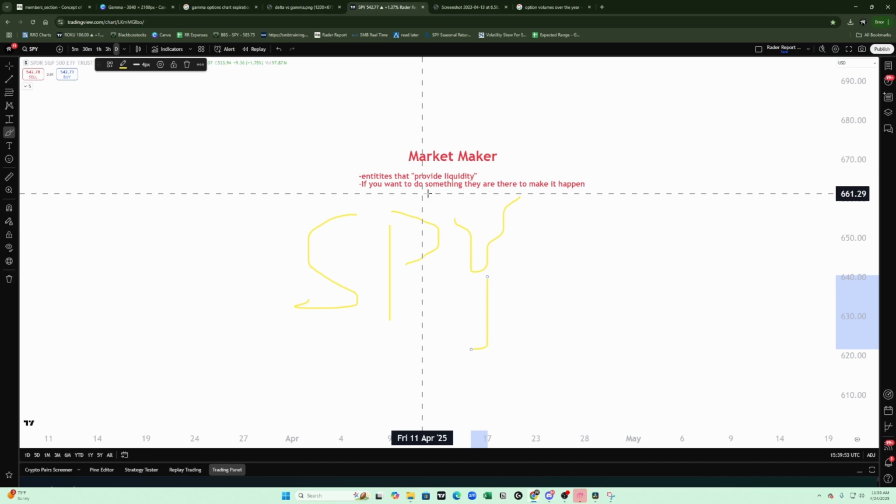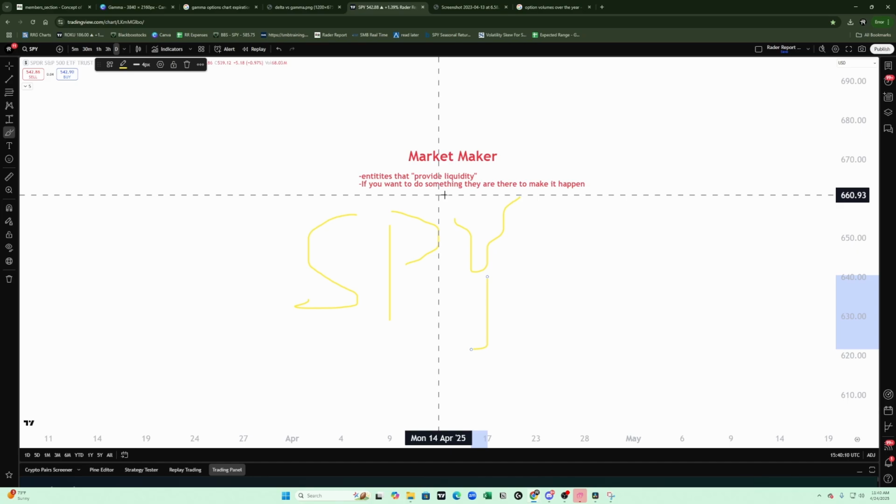If I want to sell an option, they're there to get it to me. Their job is to literally do anything I want, and by doing so, they're in the business of providing liquidity. They're non-directional, meaning they're not making discretionary bets. They're not sitting here going, "I think the stock's bullish." No, they're just pleasing the public.